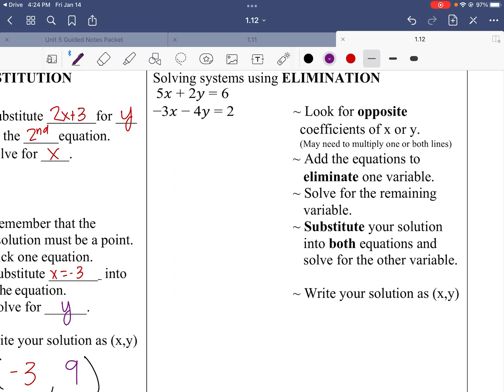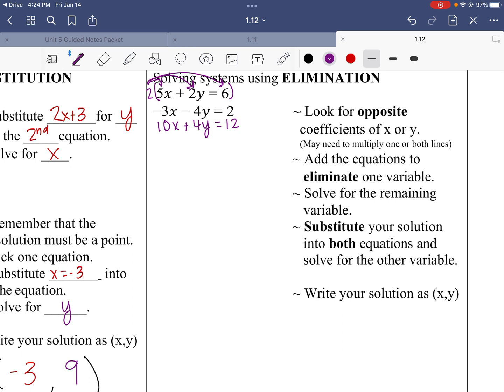So I'm noticing right here with our y's that 2 and 4 are pretty easy to multiply. 3 and 5, I'd have to multiply something by each of them to get where I want to go. But with 2 and 4, I only have to multiply this top one by 2 to get there. So I'm going to go ahead and multiply this whole thing by 2. Remember, that means I would distribute into every single term. So 2 times 5x would be 10x, 2 times 2y would be 4y, and 2 times 6 would be 12.